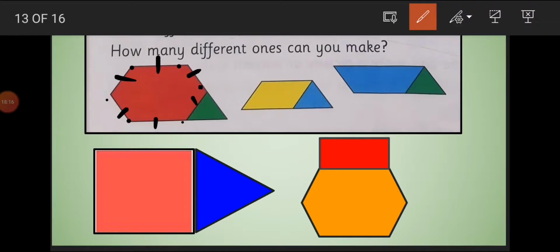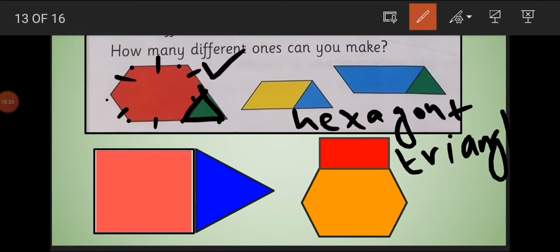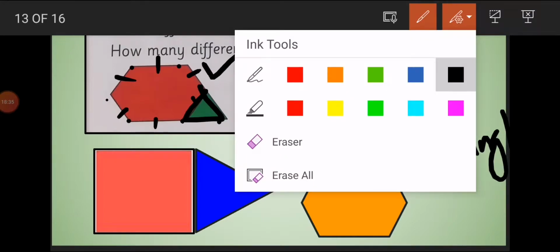Look at the joint shape here. 1, 2, 3 sides. 1, 2, 3 corners. So this pattern is made up of a hexagon and, yes, it's a triangle with 3 straight sides. So this pattern is made up of triangle and hexagon.